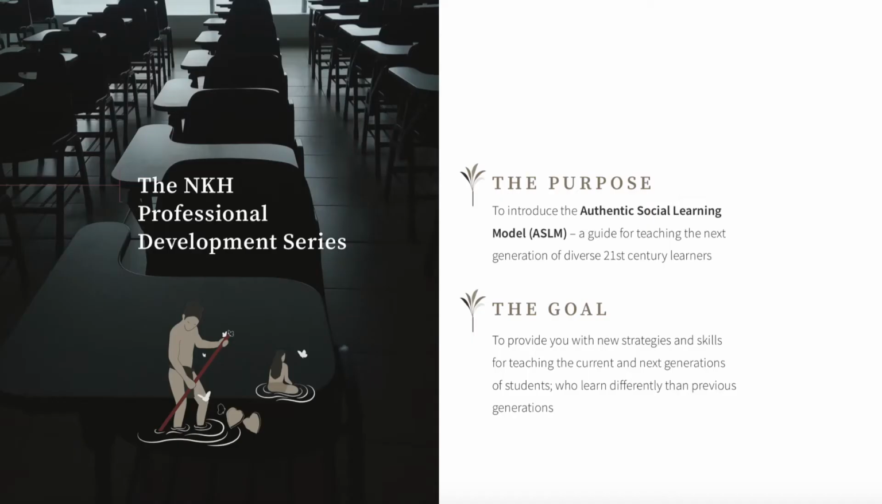The purpose of the Ne'epapa Kahana NKH 2.0 Professional Development Training is to introduce you to the Authentic Social Learning Model, or ASLM, designed to be an easy-to-follow guide for teaching diverse 21st century learners. This course is intended to provide you with new strategies and skills for teaching iGen or Gen Z students in today's classrooms whose learning styles differ significantly from previous generations.